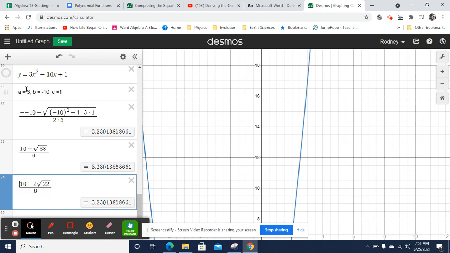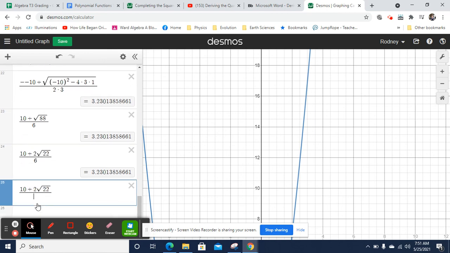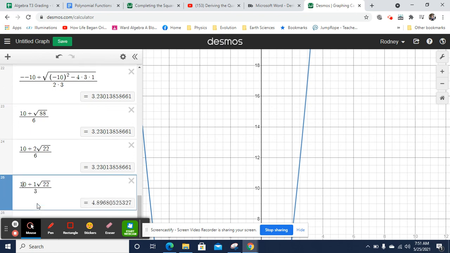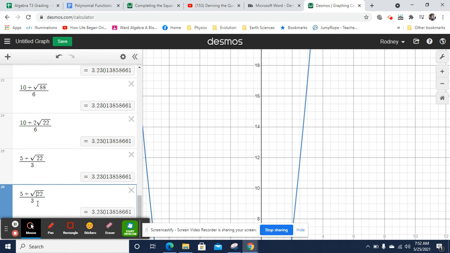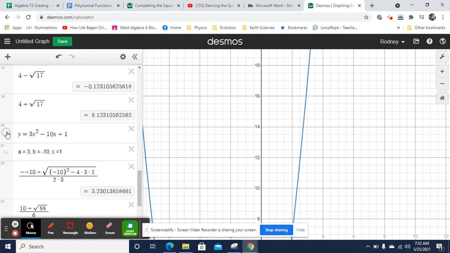Now, before I do anything, I notice I've got all even terms. So I'm going to reduce everything. I'm going to factor a 2 out of everything. So the 6 becomes a 3, the 2 becomes a 1, and the 10 becomes a 5. So the 1 I don't care about anymore. And now I've just got to make the minus version. So 5 plus root 22 over 3. And 5 minus root 22 over 3. Those are my solutions. Let's see if they match the equation.